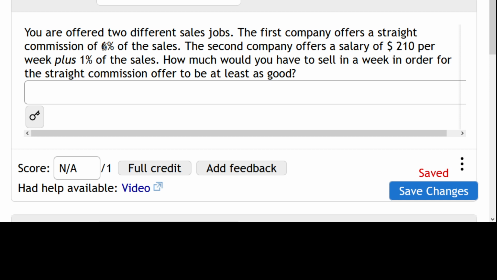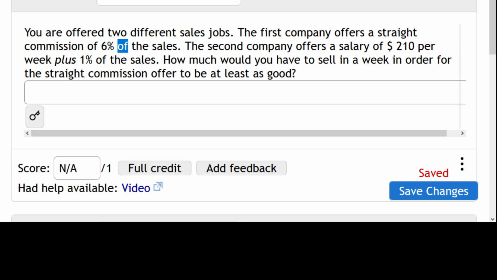So straight commission of 6%, right? 6% represents 6 out of 100. So that means if I sold $100 worth of stuff, I would get $6. The other way we can think about that is 6 over 100, or as a fraction, 6 divided by 100, which is 0.06 if we write that as a decimal. But this is what I'm looking at here.